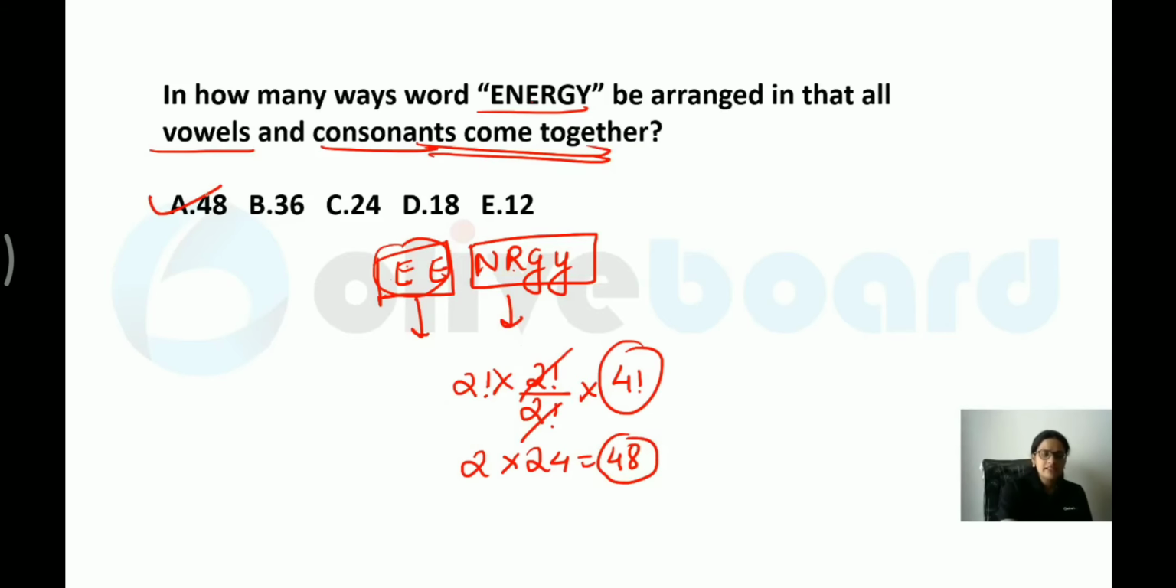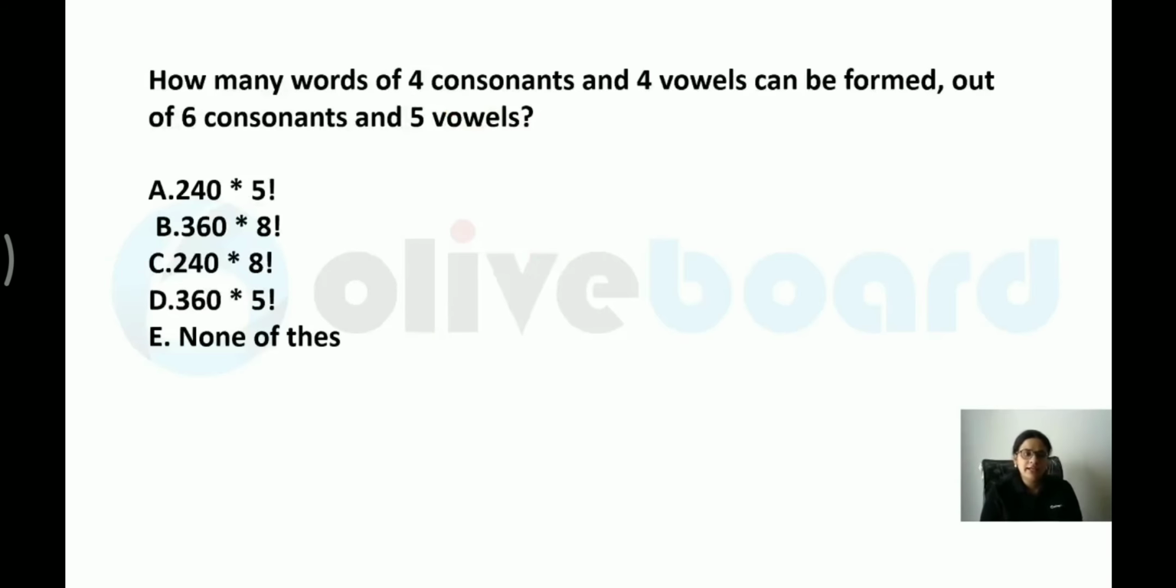I hope you must have understood what is the concept of together now. I hope all of you are getting it. Those many boxes you have to form in that case. Let me move on to the next question now.